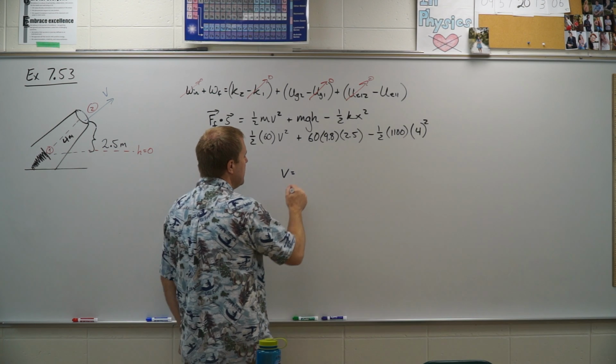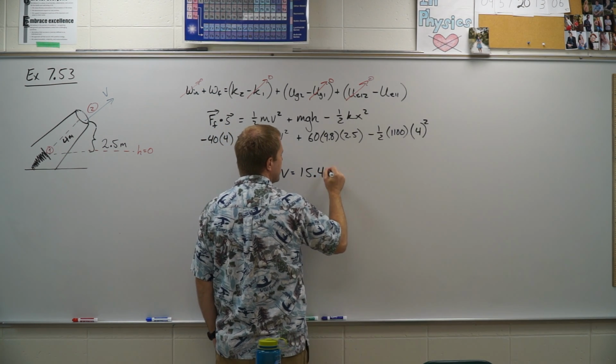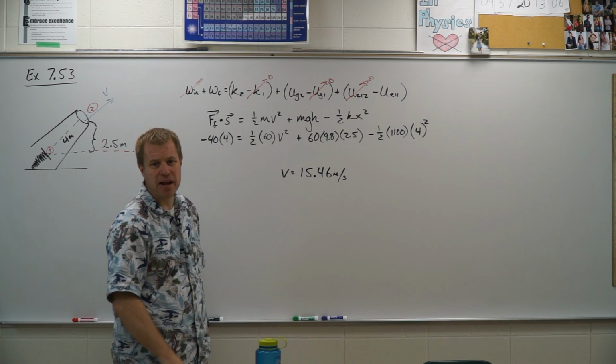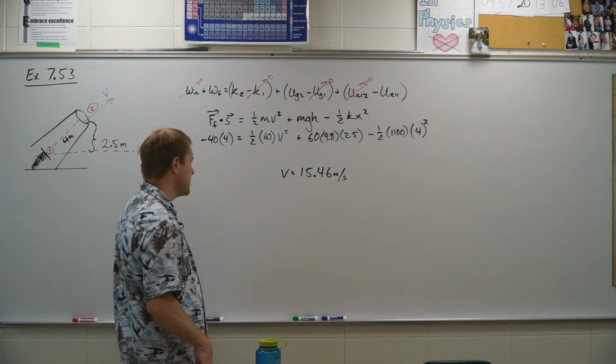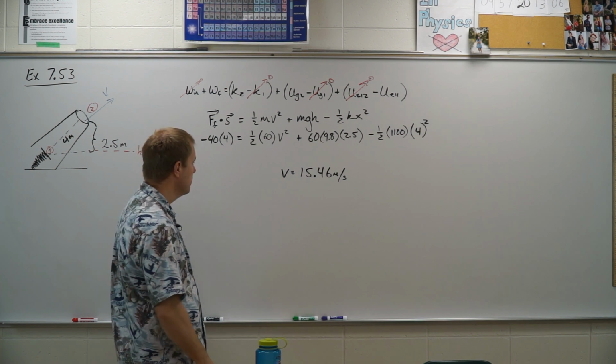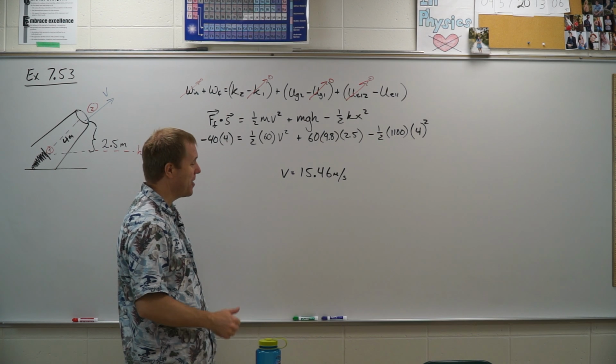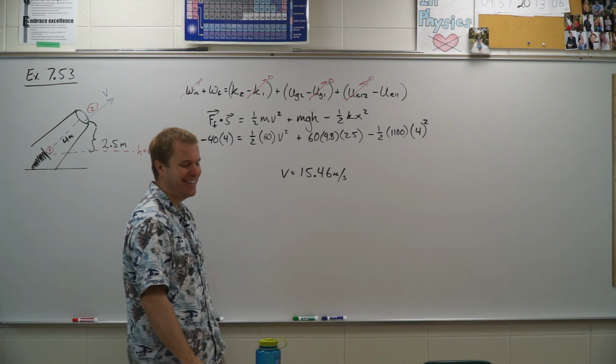He comes out at 15.46 meters per second. It's like 30-ish miles an hour. So he comes out at 30 miles an hour. That's a pretty good speed for a spring-loaded cannon. So good job, Sandini. What great caliber he has. All right.